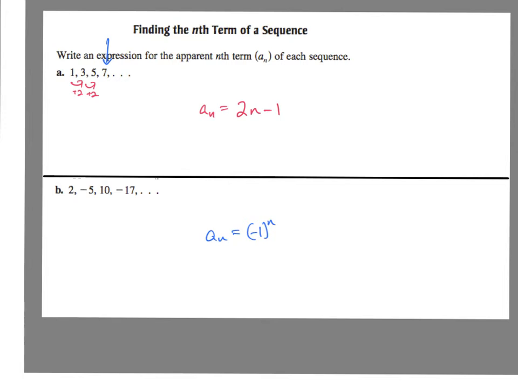So I start out with -1 to the power of n plus 1. All right? I want to start out positive. So now if I substitute in 1, I get a positive 1. Are you following me? If I substitute in 2, now I'd end up with a negative. All right? So now I got this pattern 2, 5, 10, 17.